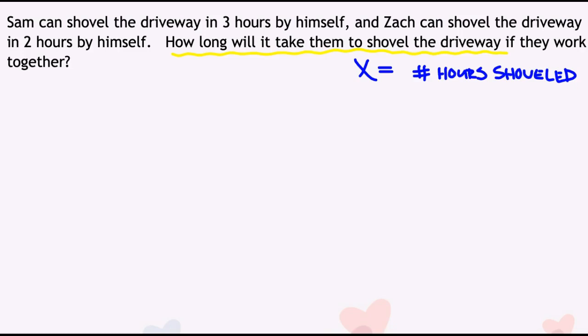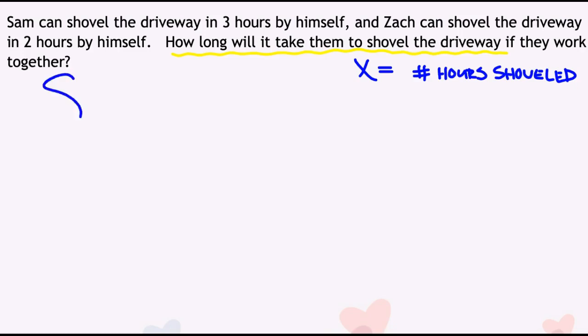Sam would get 1/3 of the driveway done because it takes him 3 hours, right? Interesting. And then how much would Zach get done? Half of the driveway. Does 1/3 plus a half equal a full driveway? Wait, no, it doesn't. A half plus a third is not quite one full, but is it going to be 2 hours? Okay, so let's make an equation out of this.